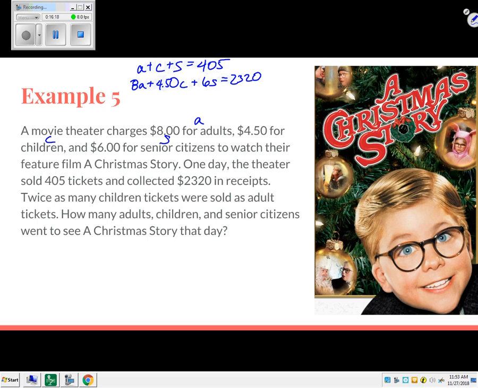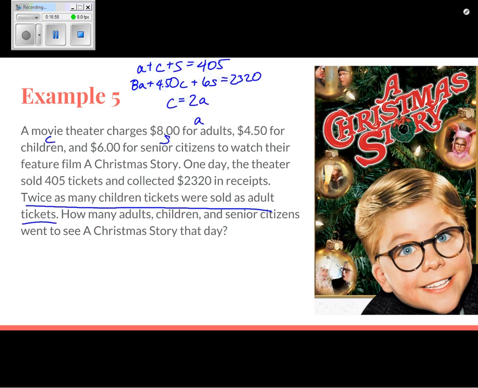Need that third equation. I have 3 unknowns. I need 3 equations. Here we go. Twice as many children tickets were sold as adult tickets. So twice as many children came as adults. That means if I take the number of adults that came, multiply it by 2, it should equal the number of children. Think of it this way: for each adult that came, 2 children came. So I've got to multiply all the adults by 2 in order for it to match the number of children that came to watch the movie. And now I've got to solve this. I want to know how many adults, children, and senior citizens came.